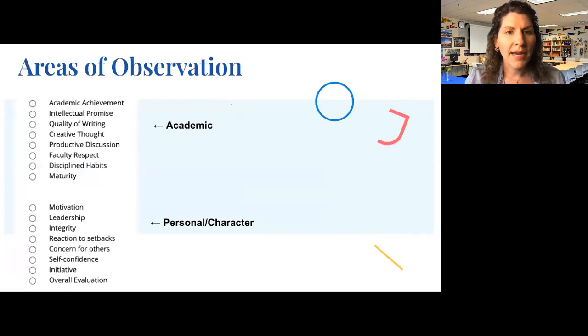Okay, so on this slide, on the previous slide, I had mentioned ratings and how a teacher might rate you. So these are some examples of how a teacher might view you or what they might speak about in their letter of recommendation about you. And I think this is important for students to be aware of. So there's an academic portion, and then there's a personal and character portion. So for academic achievement: intellectual promise, quality of thought, of writing, creative thought, discussion, faculty respect, disciplined habits, and maturity.